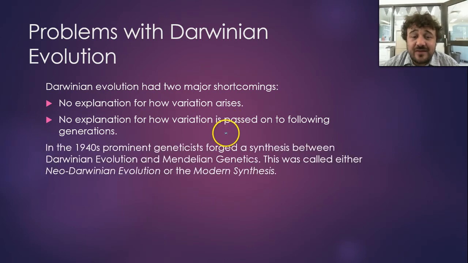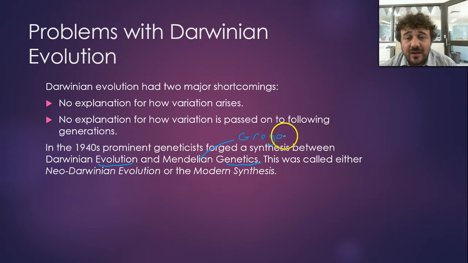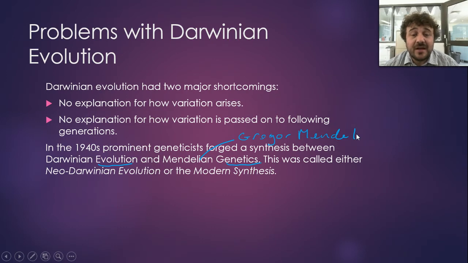Now, there is another topic which came about and solved this problem as well. In the 1940s, a couple of geneticists put forward a synthesis between Darwinian evolution and Mendelian genetics. This is Gregor Mendel, and he was a pretty big deal. He was the dude with the peas. They called this either the modern synthesis or neo-Darwinian evolution.